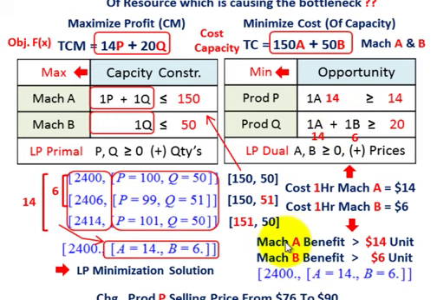Okay, so the machine, this is the key here. Machine A's benefit has to be greater than $14 per unit, based on adding that one additional hour to machine A. We have to have a benefit. We have to earn $14.01 more, or whatever. It has to be greater than $14 here. Otherwise, it makes no sense to expand the capacity. We have to have that benefit here.